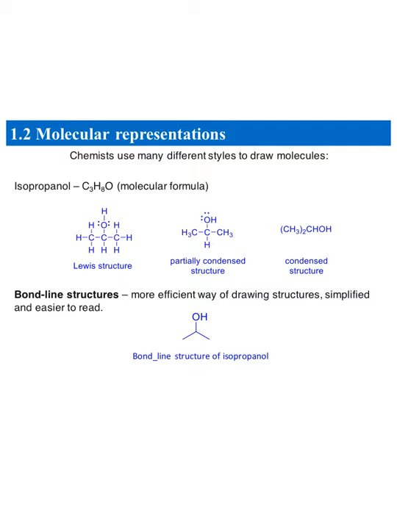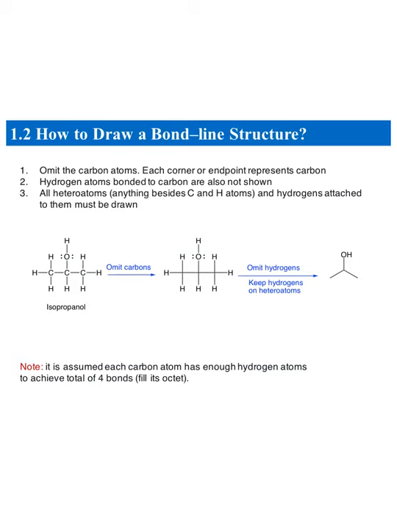To understand it better, let's see how we can start from the Lewis structure and get to the bond line structure for isopropanol. The first step to draw bond line structure is to remove all the carbons in that bond line structure. So organic molecules, they have a lot of carbons. We just remove them, so it makes our life easier. If you look at isopropanol, we have 3 carbons in isopropanol, and we remove all 3. The second step is to remove all the hydrogens that are bonded to carbons.